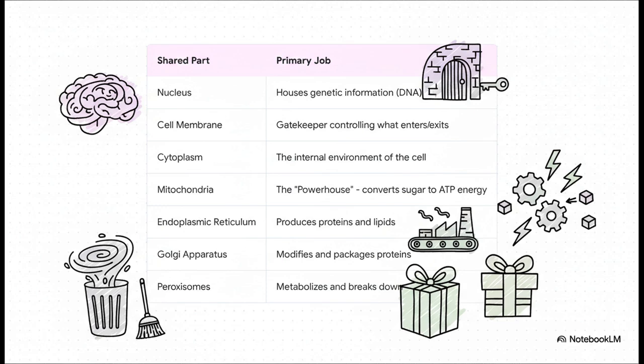You've got the nucleus, that's the command center holding all the DNA. You have the cell membrane, which is like a bouncer at the door controlling who gets in and out. Of course, you've got the mitochondria, the famous powerhouse of the cell. And then there's a whole factory line of other parts for building stuff, packaging it, and cleaning up messes. This is their shared DNA, literally and figuratively.